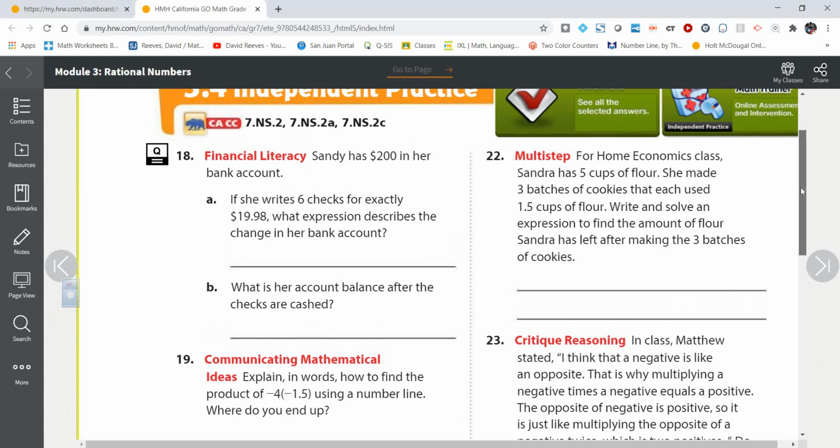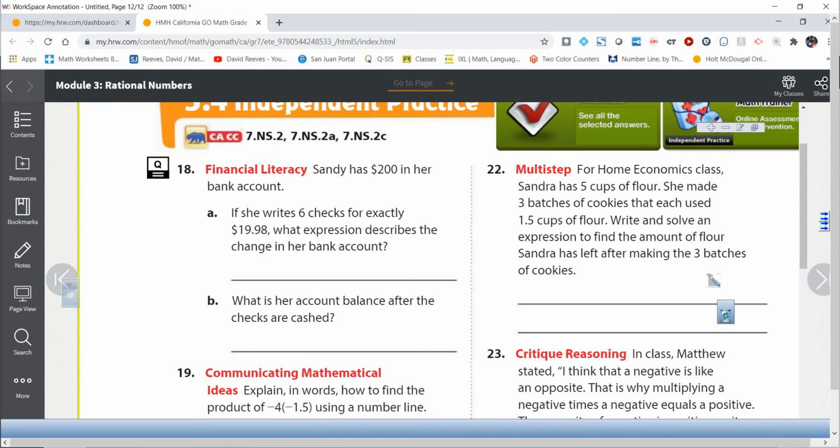All righty. How about this one? For home economics class, Sandra has 5 cups of flour. She made 3 batches of cookies that each used 1.5 cups of flour. Write and solve an expression to find the amount of flour Sandra has left after making the 3 batches of cookies. Okay, so this is very similar, except instead of deducting money, we are deducting flour.